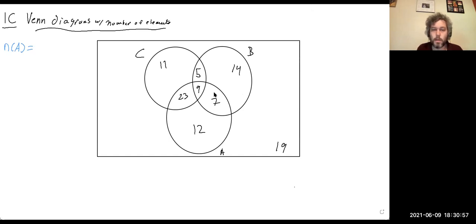How many are inside A? 4. Okay, so we have 23, 9, 7, and 12. But what if you added them together? Since they're numbers, we can add these together, and that will be the sum of A. I understand where 4 comes from, but let's say this is 12 elements, 7 elements, 9 elements, 23 elements. Then how many are inside A?